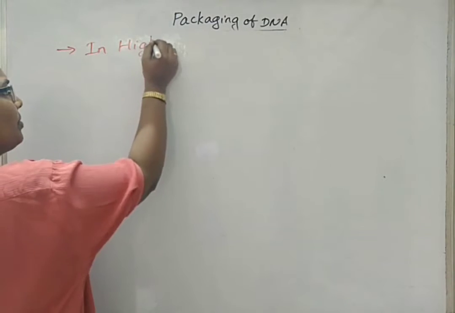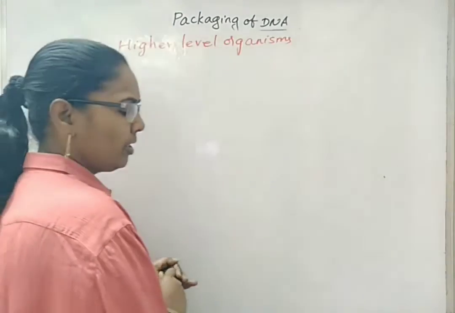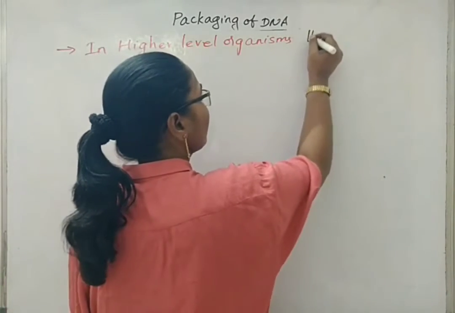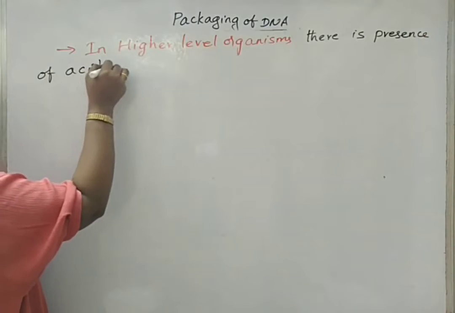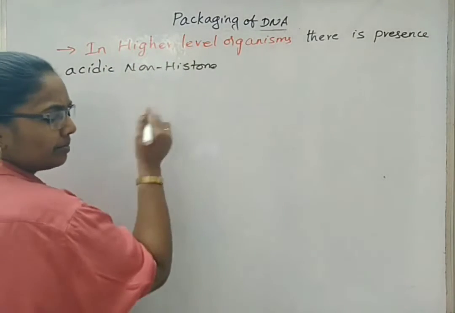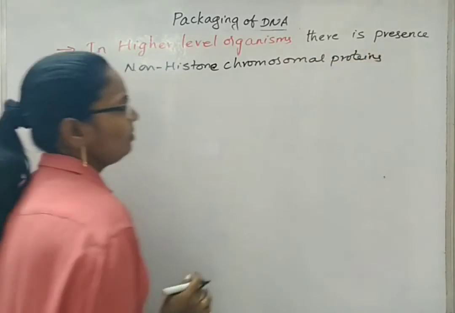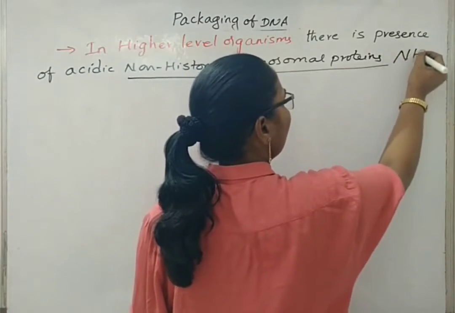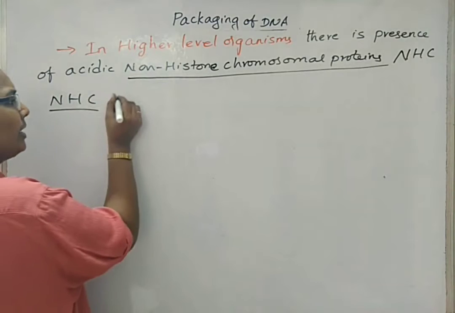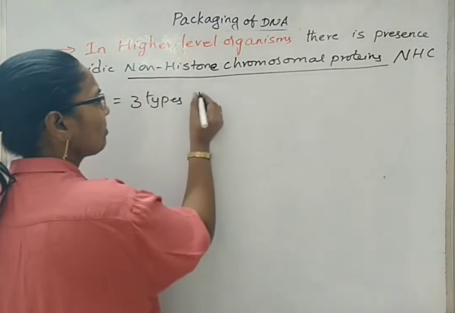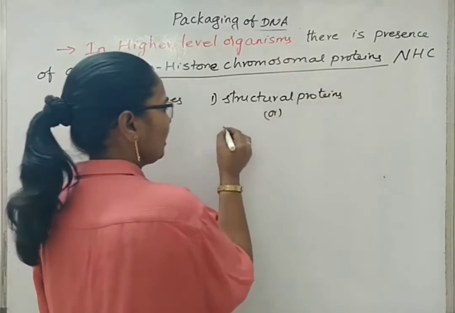In higher level organisms, there are some different types of proteins which are acidic in nature. There is presence of acidic non-histone proteins, non-histone chromosomal proteins. These are written with shortcut, that is NHC. So NHC or non-histone chromosomal proteins are of three types. What are those? One is structural proteins or scaffold proteins.